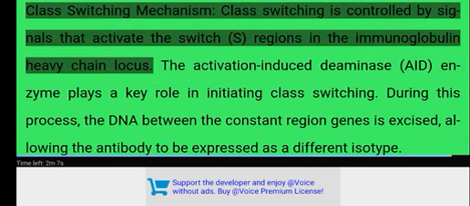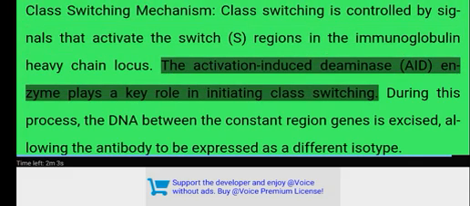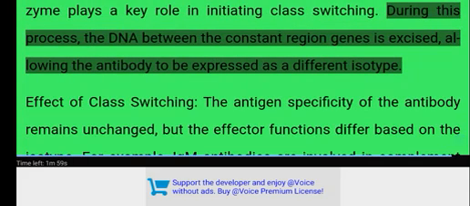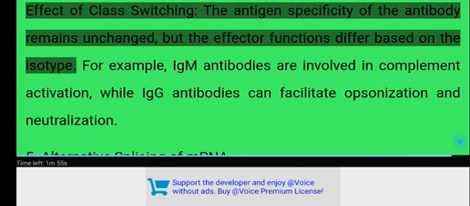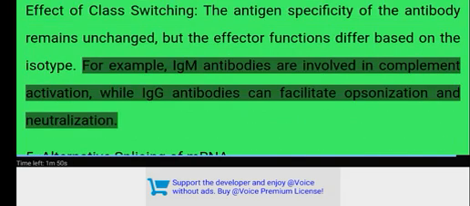Class switching mechanism. Class switching is controlled by signals that activate the switch (S) regions in the immunoglobulin heavy chain locus. The activation-induced cytidine deaminase enzyme plays a key role in initiating class switching. During this process, the DNA between the constant region genes is excised, allowing the antibody to be expressed as a different isotype. Effect of class switching. The antigen specificity of the antibody remains unchanged, but the effector functions differ based on the isotype. For example, IgM antibodies are involved in complement activation, while IgG antibodies can facilitate opsonization and neutralization.